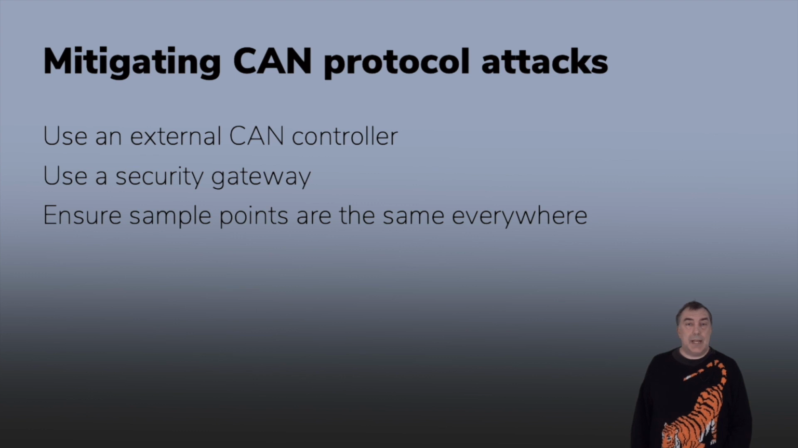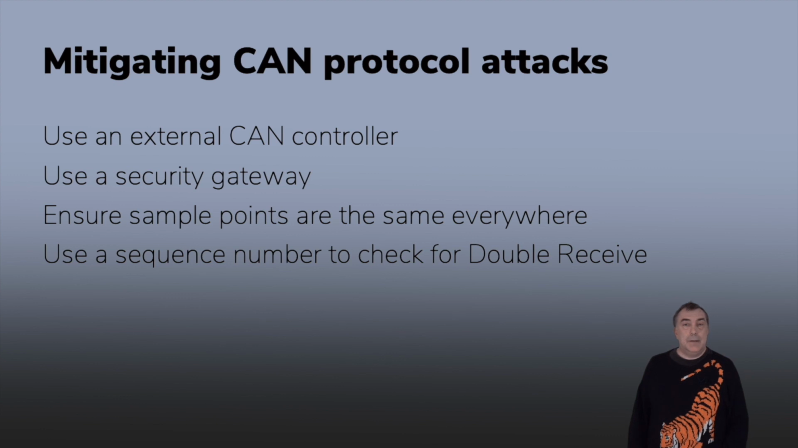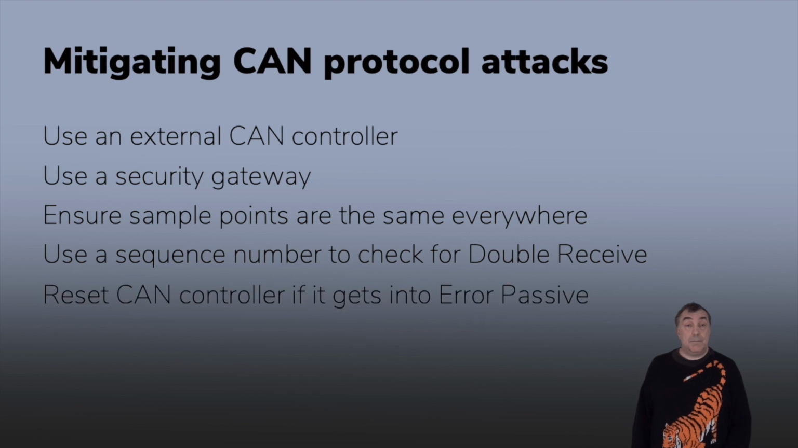The double receive attack can be beaten by software if it includes a sequence number in frames and then discards frames that are retransmitted. This sequence number could be as small as a single bit that toggles. The error passive state is a key property that attacks can exploit. So one way to frustrate them is for software to recognize when the controller enters the error passive state and to reset it. This will need network management rules similar to those dealing with bus off, so that a hardware fault is detected and isolated.